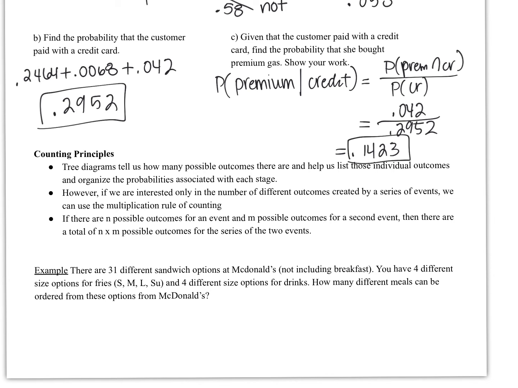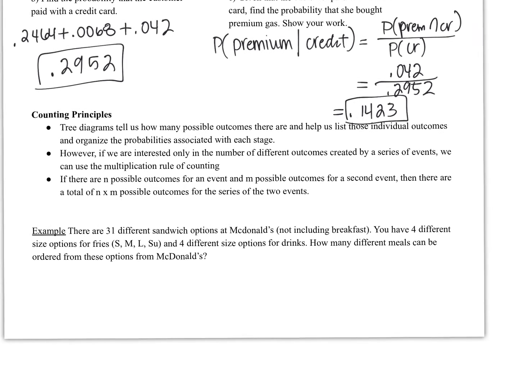So like I knew there were 3 different age categories and 2 different categories further. So 3 times 2 gave me my 6 outcomes. Works the same way with the gas. We knew there were 3 different types of gas. There were 2 payment options. 3 times 2 gives us 6.